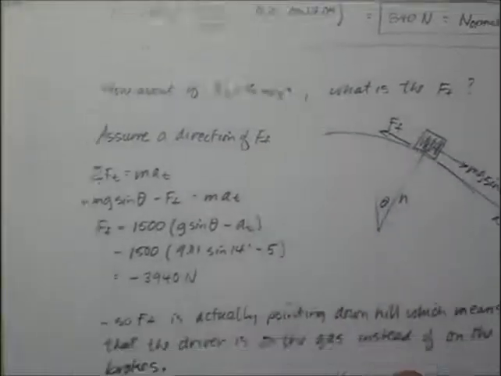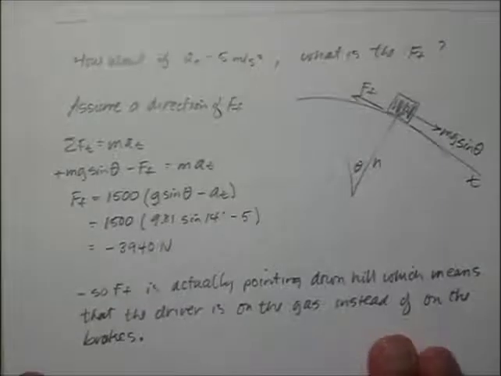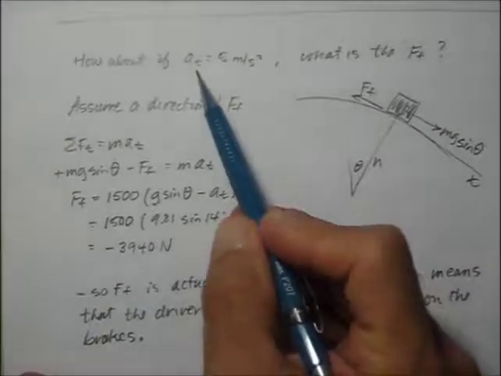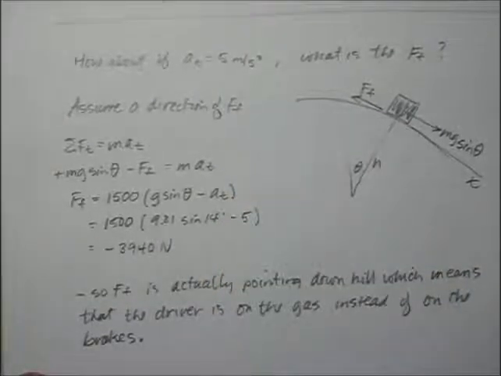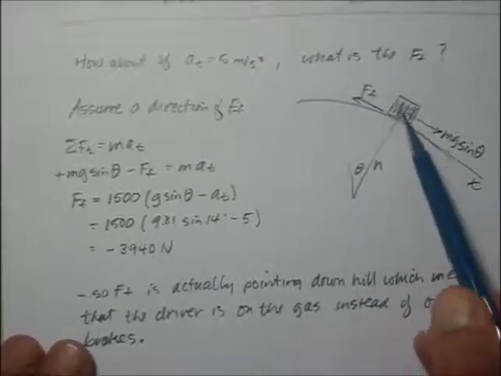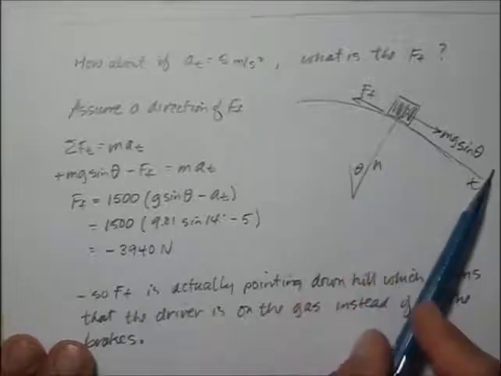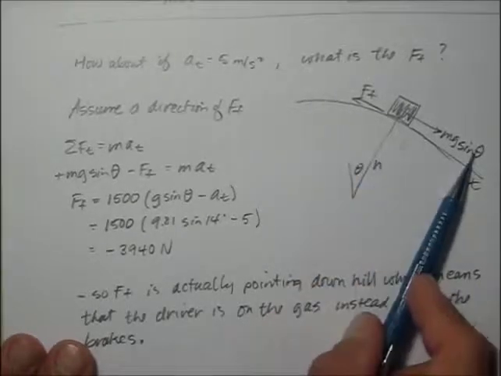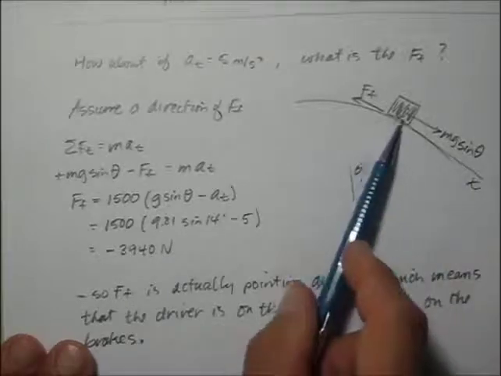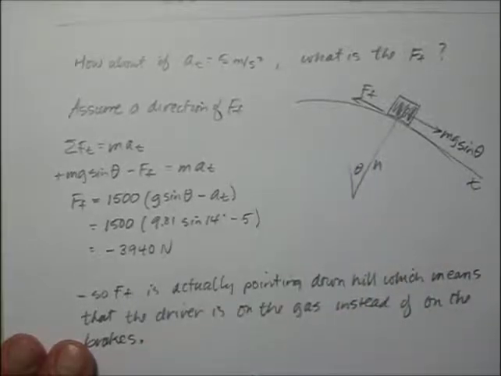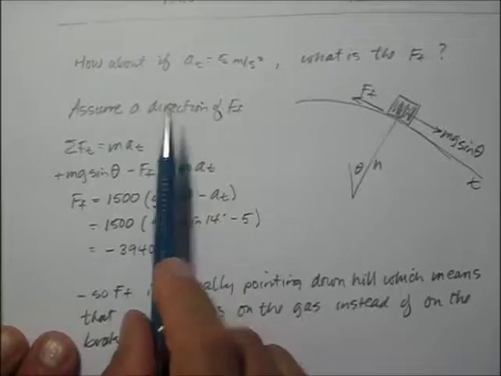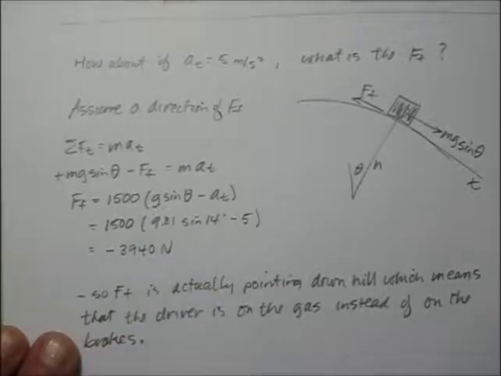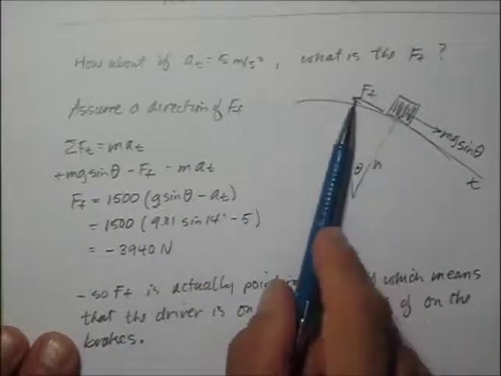All right, so here's just a little complication. What would you say if the acceleration in the tangential direction was 5 meters per second squared, what is the force of friction? Well, if we continue with our free body diagram, and now we focus on the tangential direction instead of the normal direction, we would suggest that there's the mg sine theta going in the positive tangential direction and a force of friction probably slowing it down. So I'm going to assume a direction of force of friction.